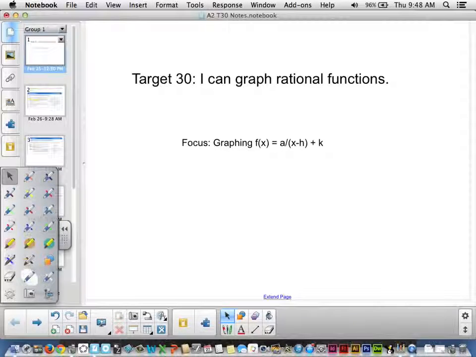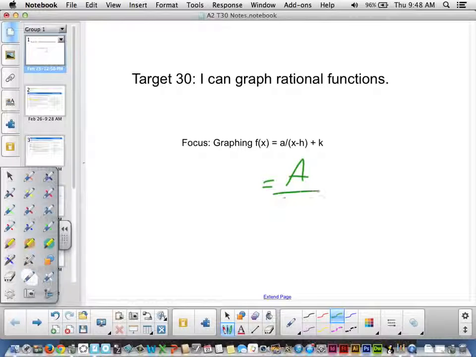Algebra 2, Target 30, I can graph rational functions. Today, the focus is going to be on graphing functions that are in the form a over x minus h plus k. You will probably see it more written like this, where a over x minus h is a fraction, and then k is added out over top. This is the same thing, just generally it looks like that.